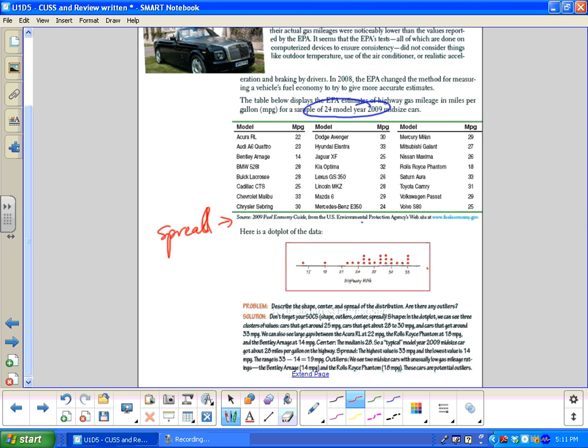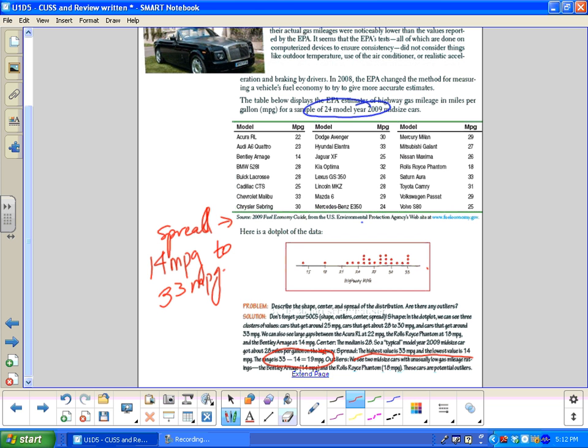The spread is going to be from the lowest number, which is 14 miles per gallon, to the highest number, which would be 33 miles per gallon. There's a few other things. They did range. You could also list the range. I think that this statement right here is enough for me, and that would also be enough for AP as well. A few other things that describe spread, and we've heard this before.